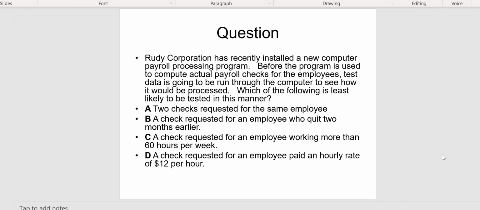All right, Rudy Corp has recently installed a new computer payroll processing program. Before the program is used to compute actual payroll checks for the employees, test data is going to be run through the computer to see how it would be processed. Which of the following is least likely to be tested in this manner? How about A, 2 checks requested for the same employee? No, you'd want to see how the computer handled that request. So that would be perfect for test data.